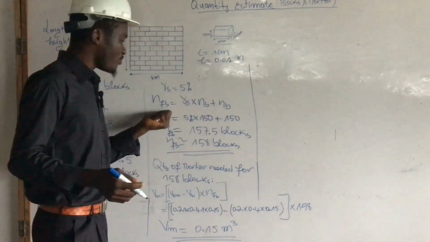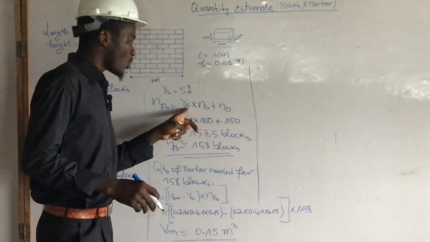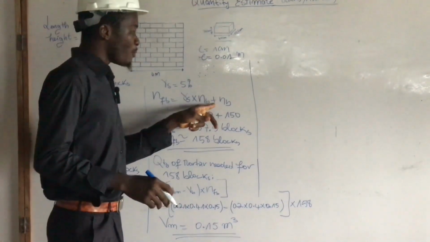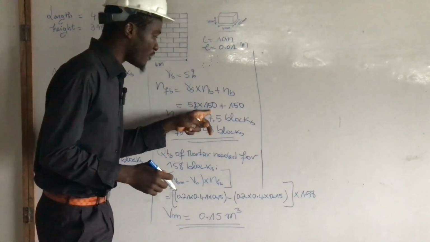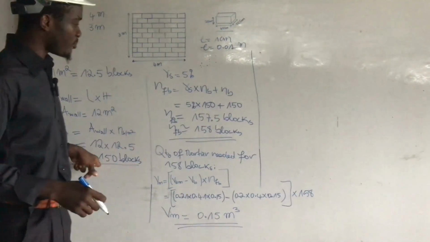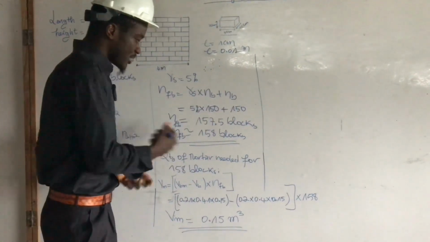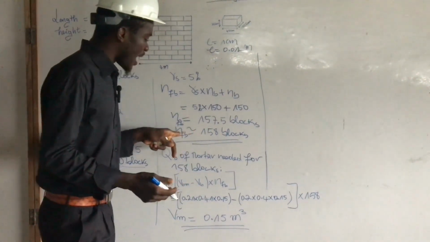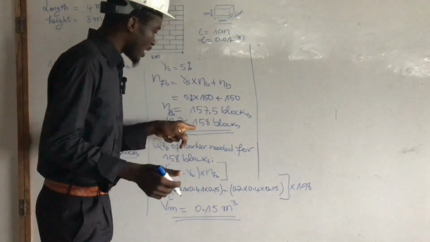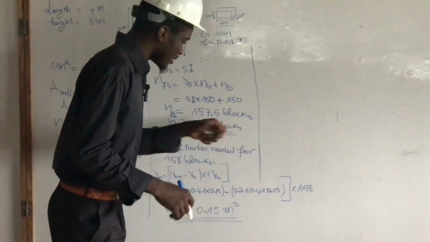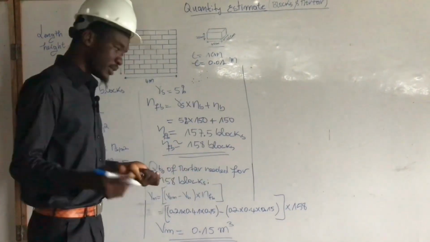You call that number the final number of blocks, NFB. NFB is equal to the majoration coefficient times the number of blocks plus the number of blocks found, that's 5% of 150 plus 150. It gives the final number of blocks, NFB, equal to 158 blocks. To avoid wasting time, I wrote everything and calculated early.